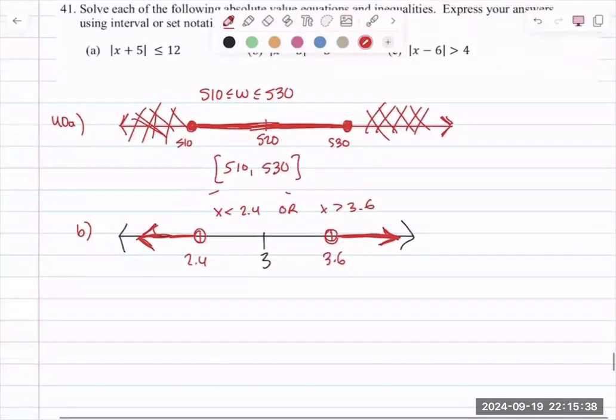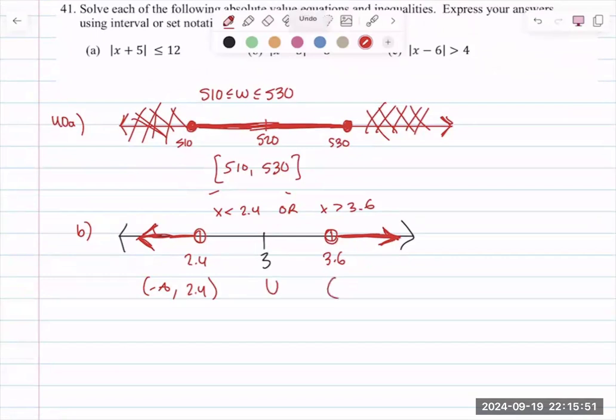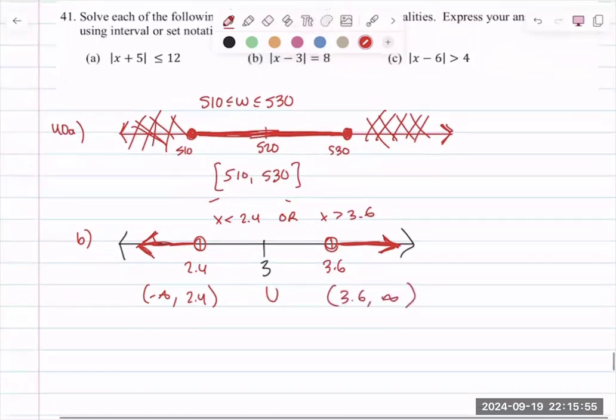Okay? And in interval notation, this is negative infinity all the way to 2.4, which is not included, so we use our open bracket. Unioned, I'm going to put that here, unioned with 3.6, also not included, so we use an open bracket, all the way out to infinity.